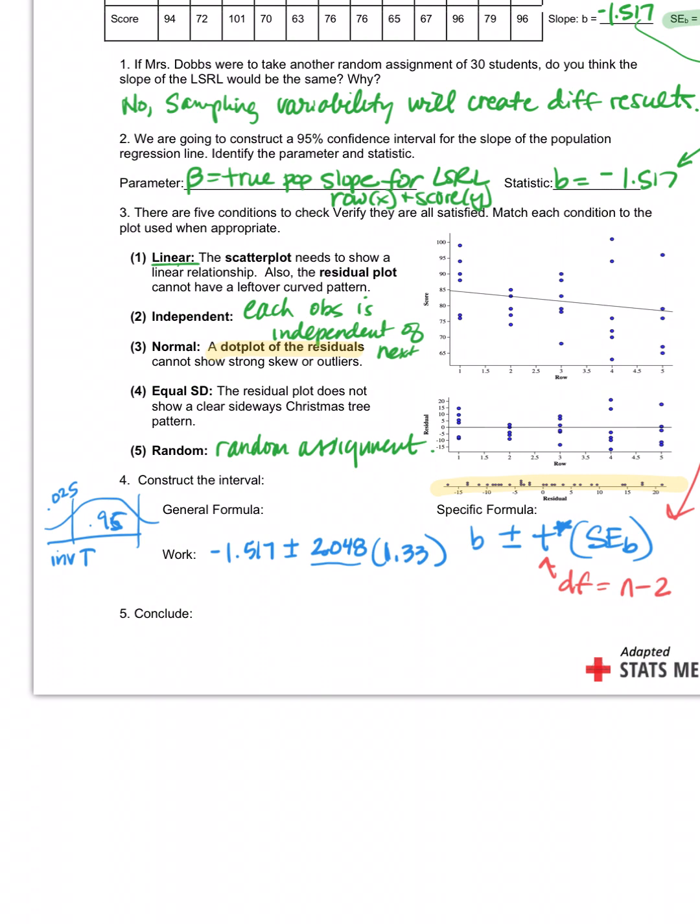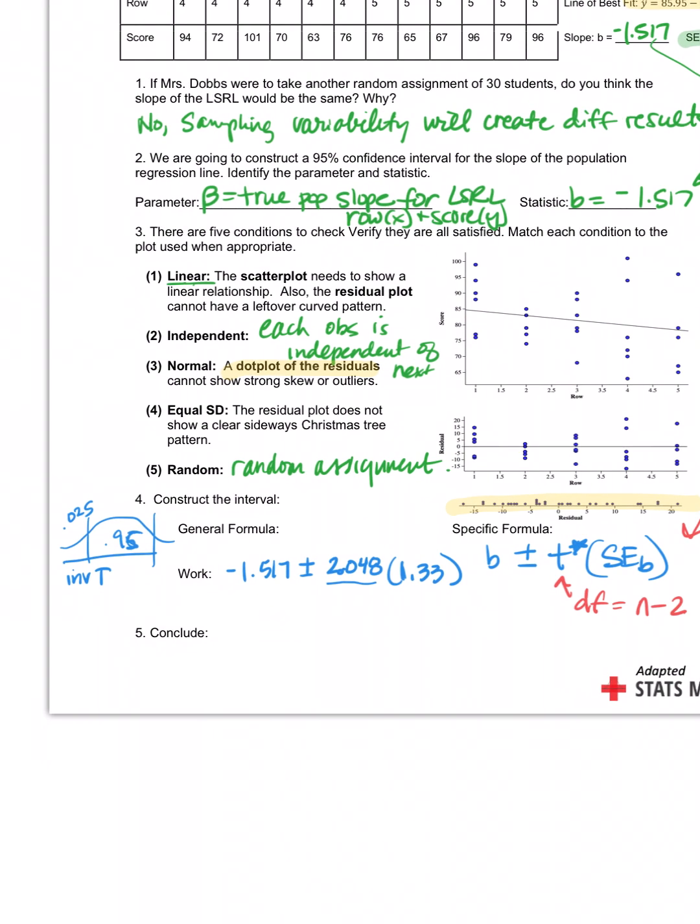Okay. And then you would just crank it out, and when I do all that, I get -4.7, or no, 24, sorry, not 7. -4.24 to positive 1.33. I'm sorry, 1.21. I read the wrong one. So sorry.